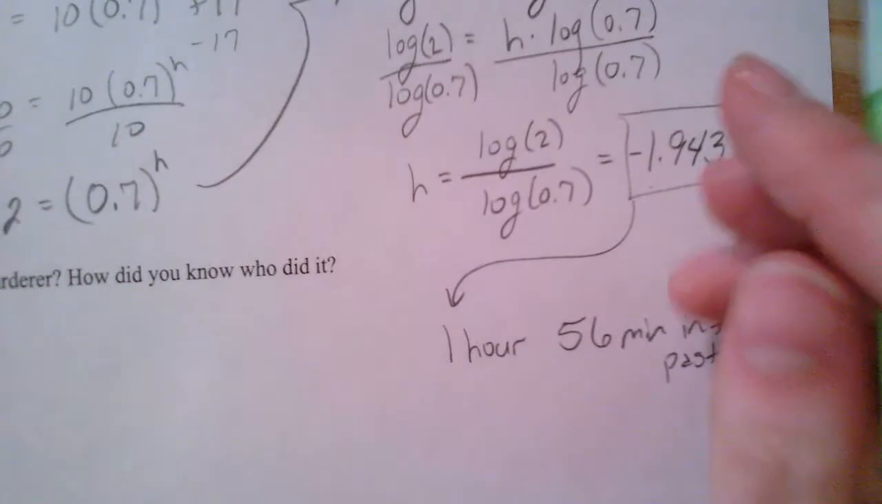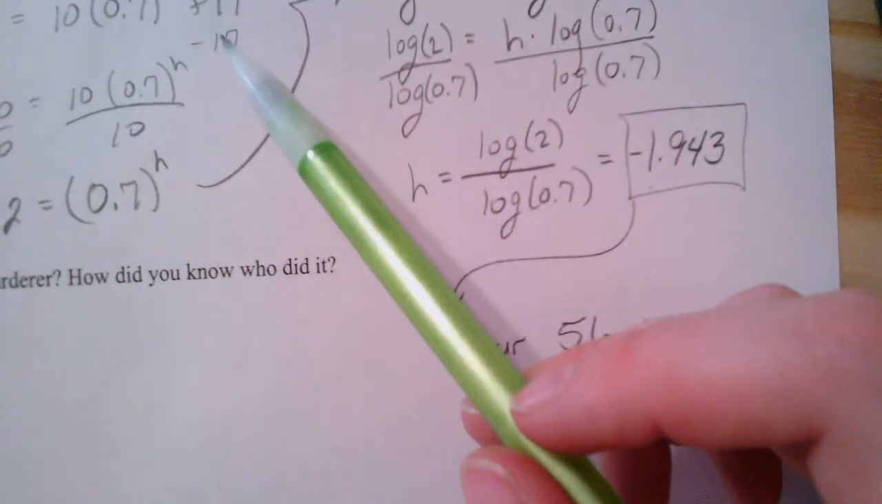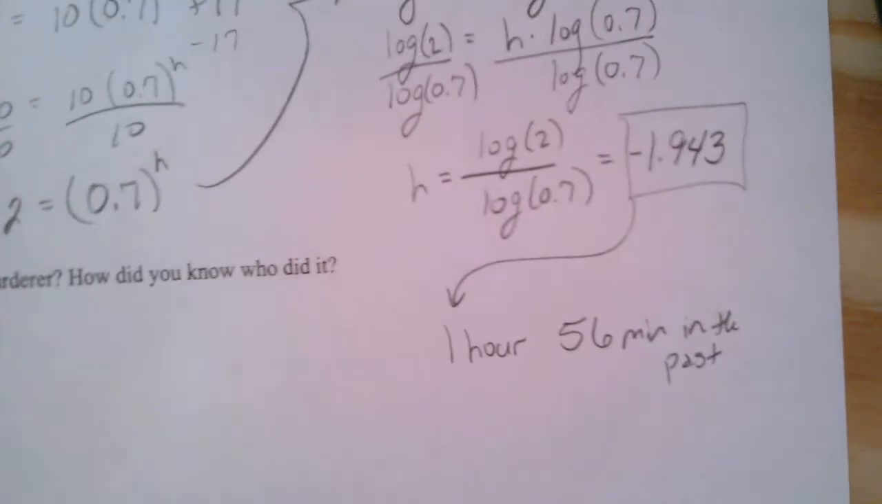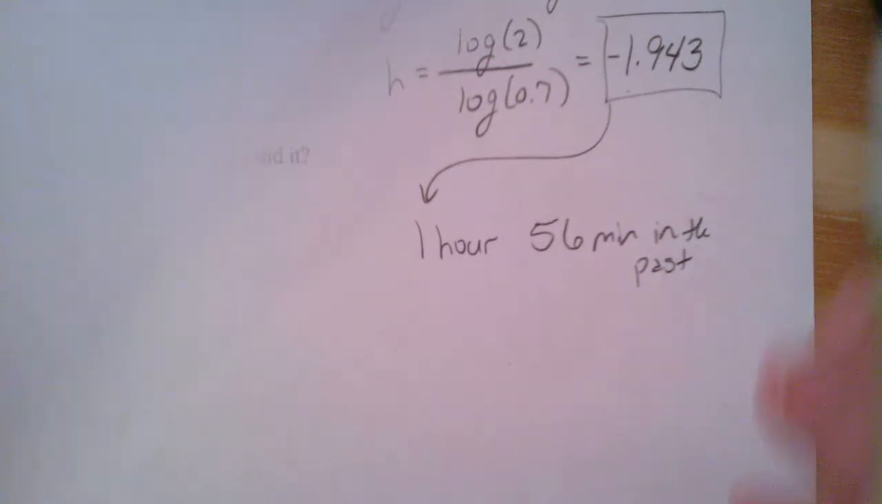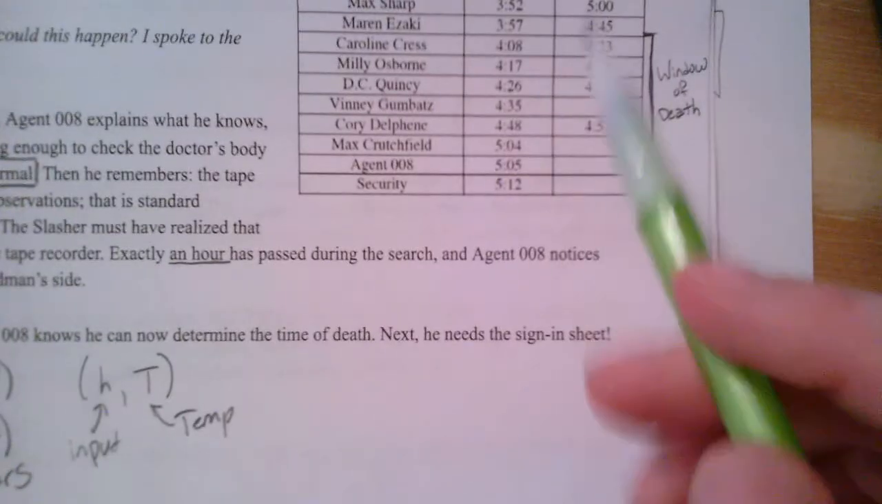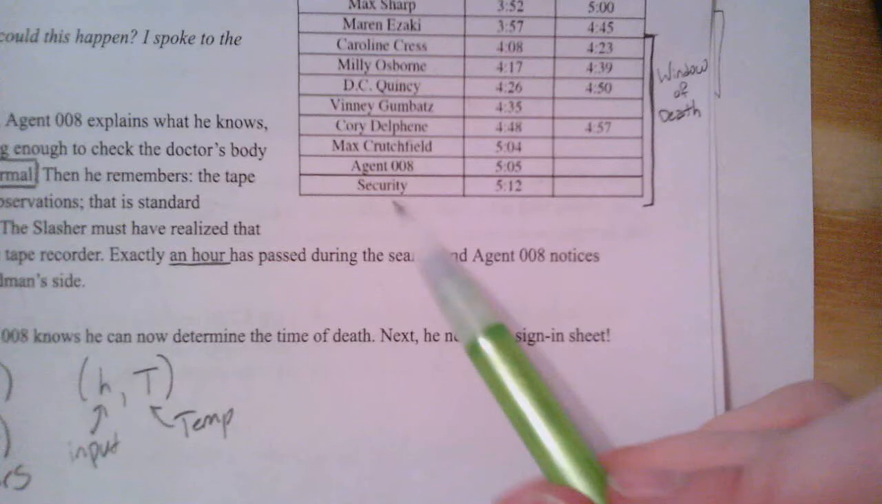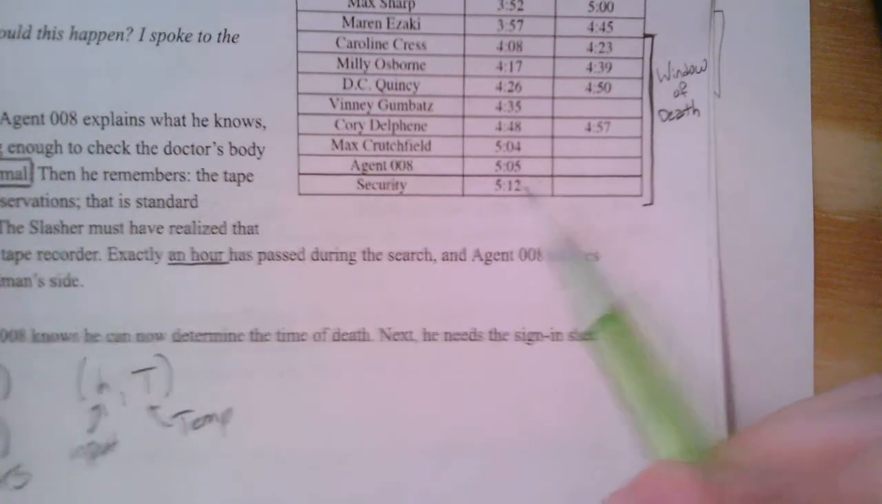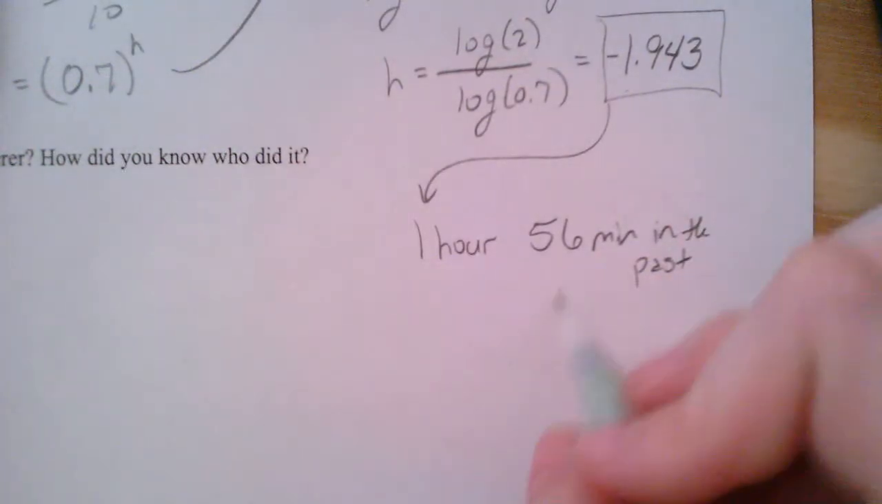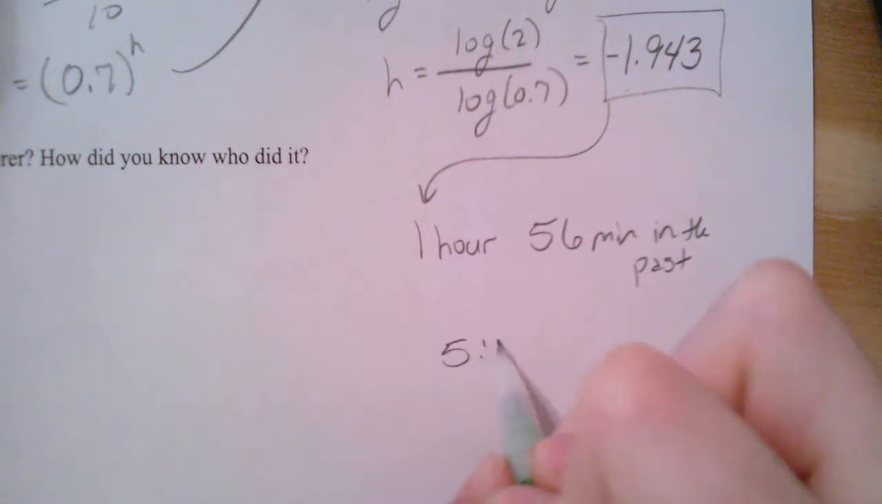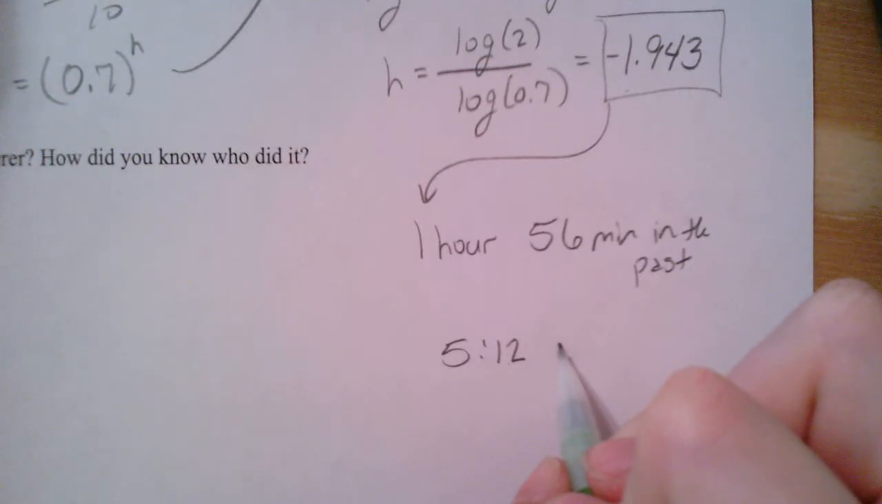Okay, so now let's keep comparing because I need to talk about at what time did he die. The question really says at what time did he die. So the initial temperature, at time equals 0, was actually taken when the security staff showed up at 5:12. So now I need to go from 5:12, I need to go backwards.